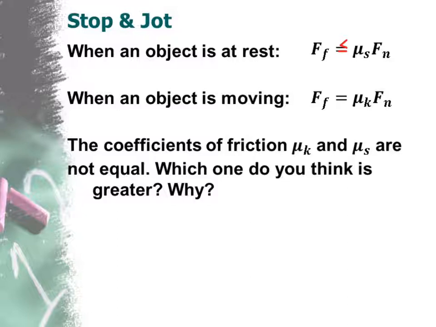And when an object is moving, the friction force is equal to a different constant, mu sub k, times the normal force. Now these coefficients of friction, mu sub k and mu sub s, are not equal. I mean, if they were equal, why would we bother using two of them, right? Why wouldn't we just use one and call it mu? Well, experience has told us that these are not equal.